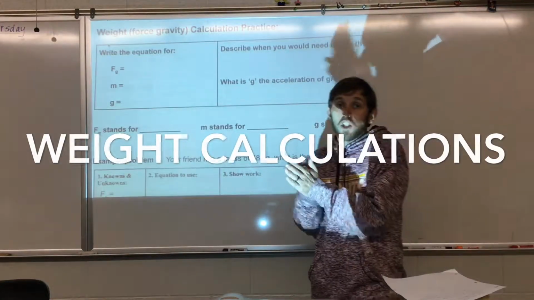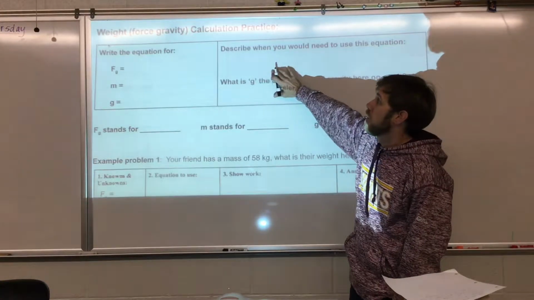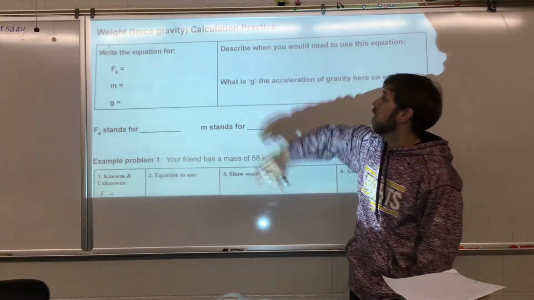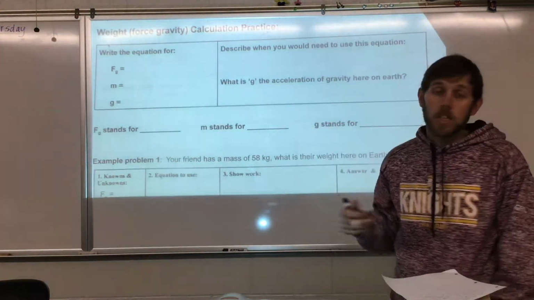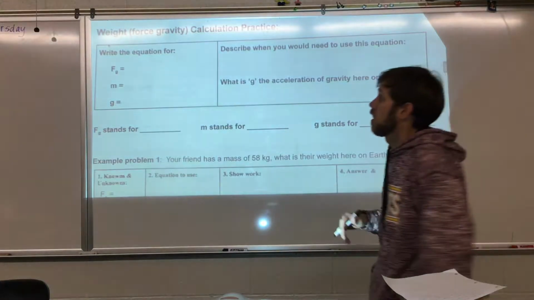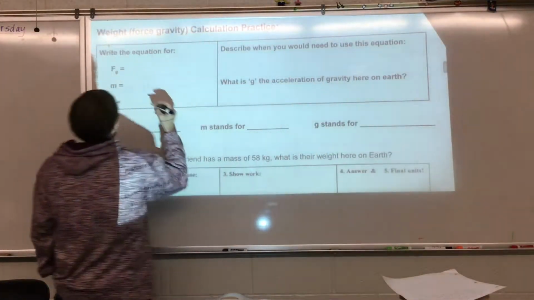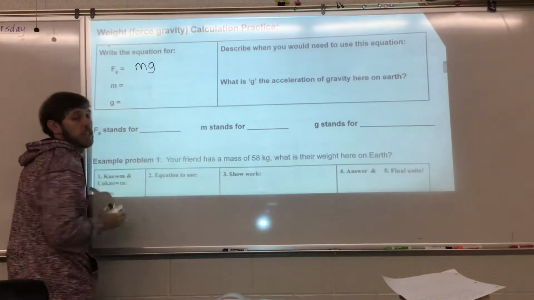All right, if you flip to page 2 on your study guide for your final, you can see we have weight or force of gravity calculation problems. And the first thing we need to do is figure out, okay, what do each of the letters stand for? What are the equations for each of the letters? I should say first, F of G is mass times acceleration due to gravity.